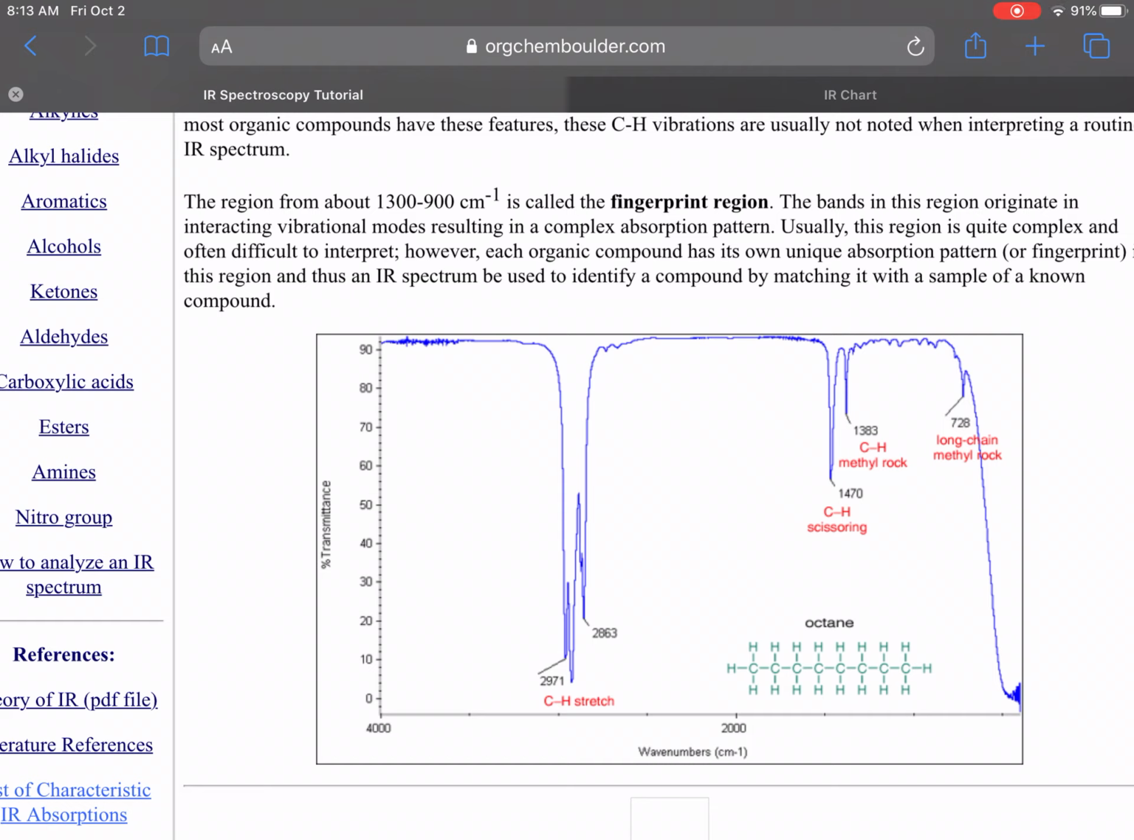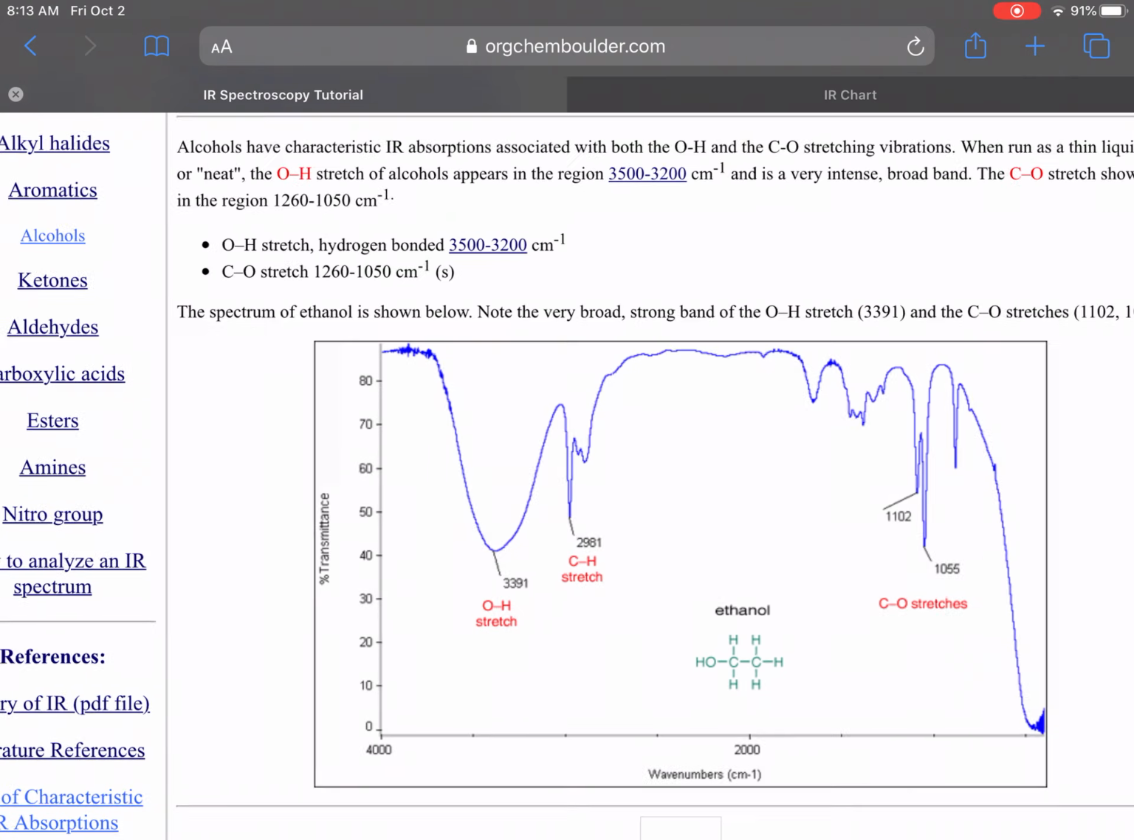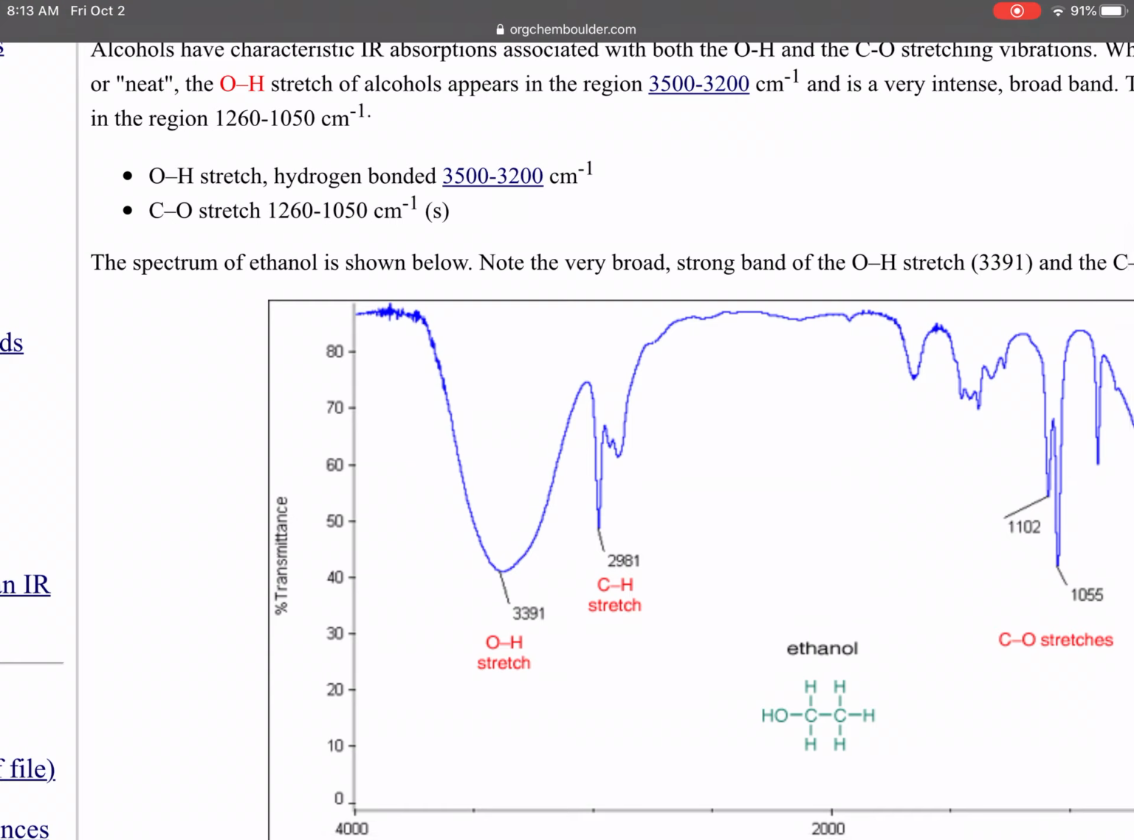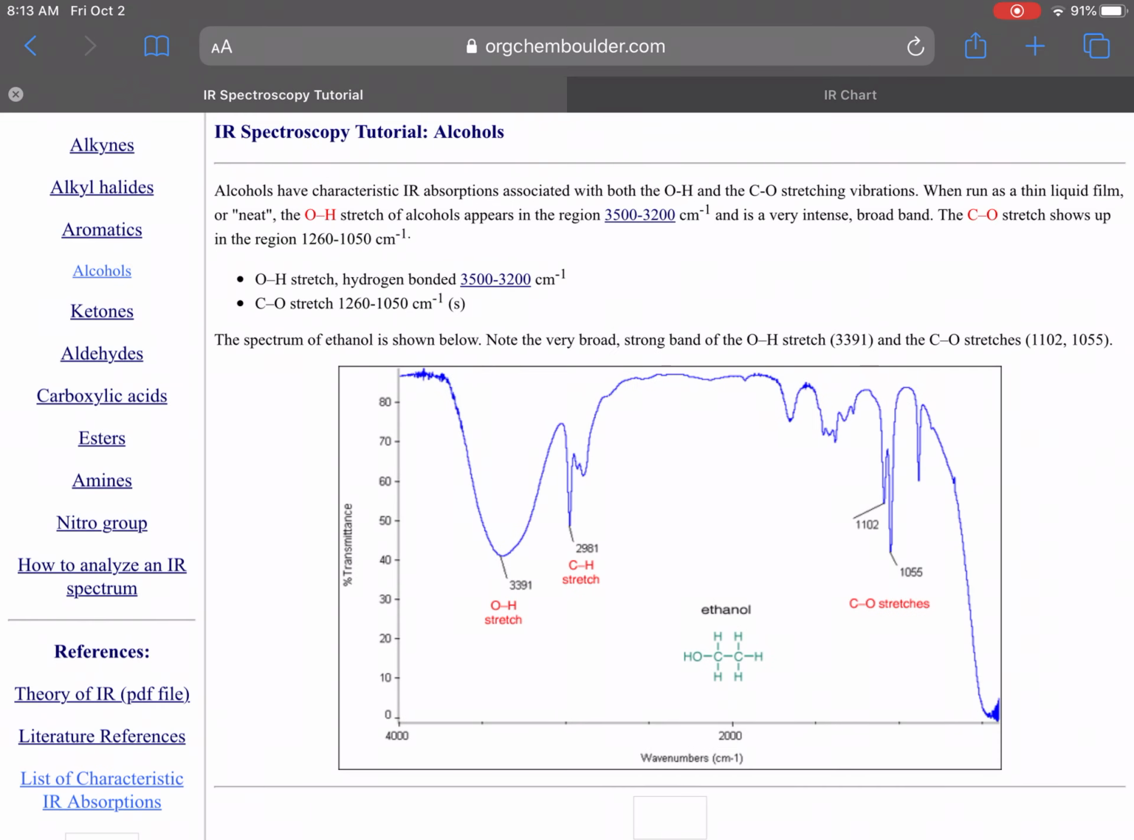Same thing for the one at 2863. You can have some that have much more rounded edges and are more spread out. For example, classic example, in alcohols, you see this peak at 3391. That's an OH stretch. You see how it's very, very rounded and it's very, very widened out? That would be a good example of a broad peak. And a moderate one would be somewhere in between.